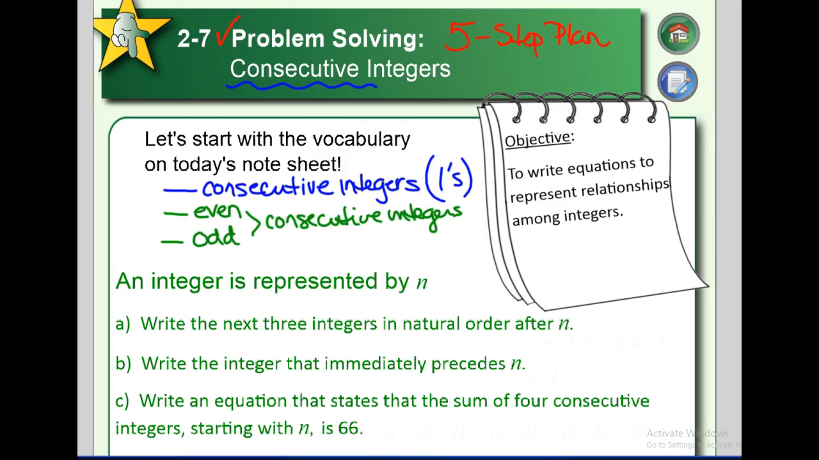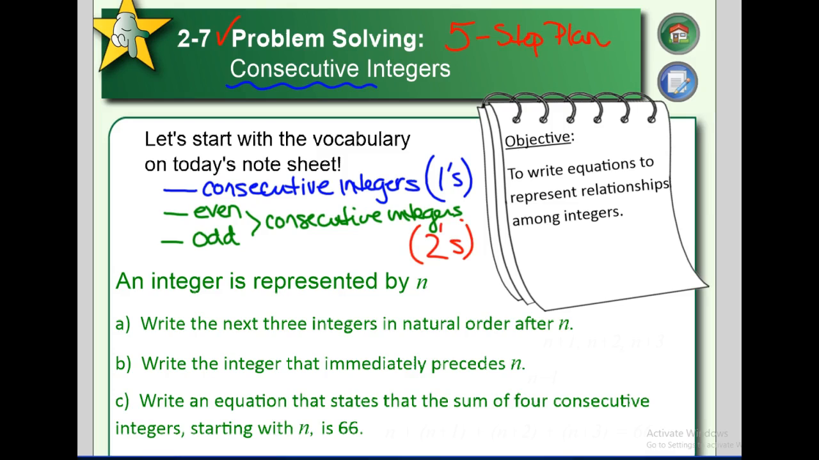If I'm dealing with even numbers, when I go from 2 to 4, what are we counting by? Yeah, 2 plus 2 is 4. What's the next even number? 6. 4 plus 2 is 6. So we're counting by 2s. All right, we're counting by 2s.